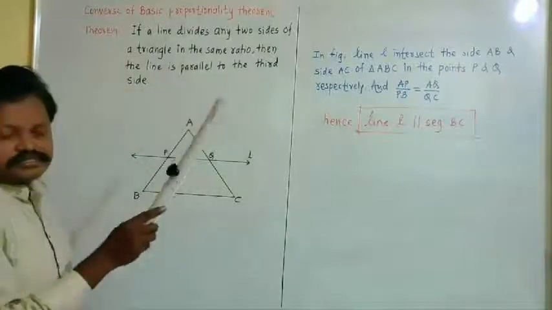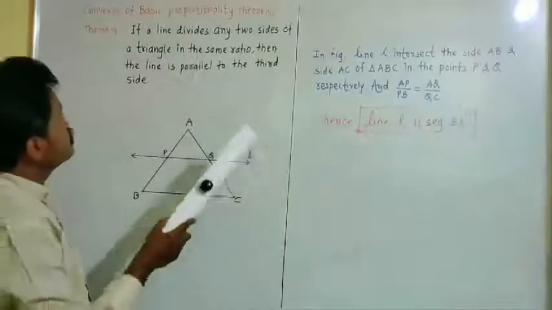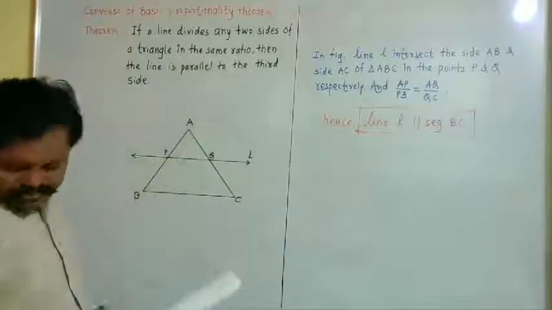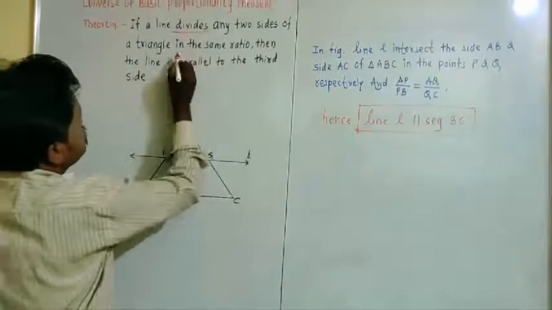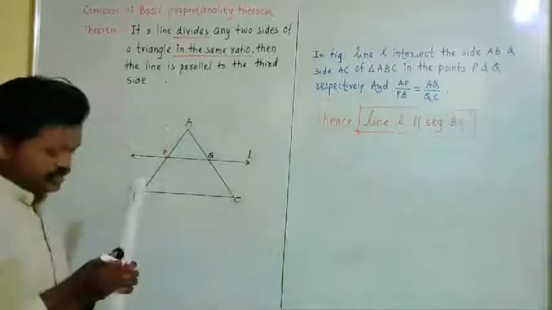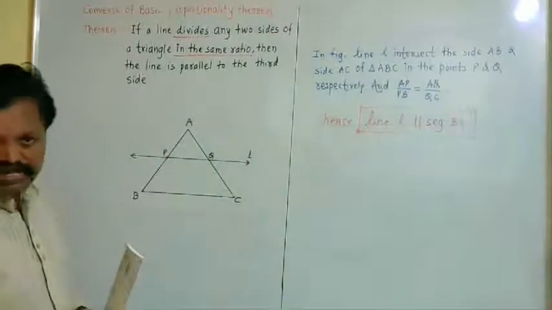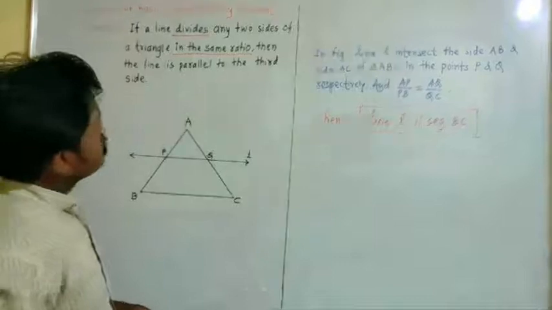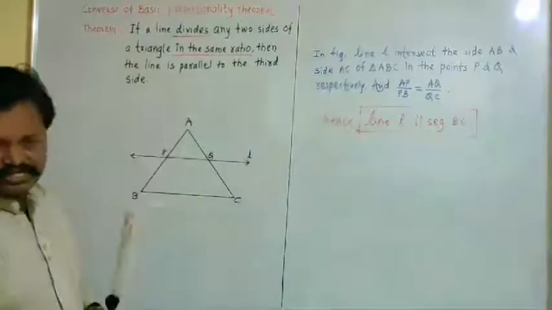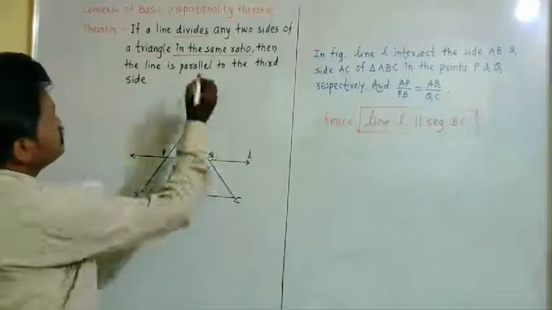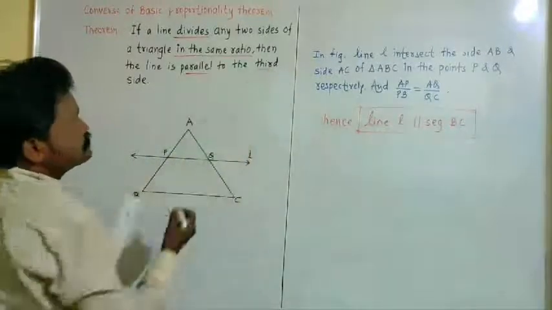divides in the same ratio. If a line divides in the same ratio, then the line is parallel to the third side.